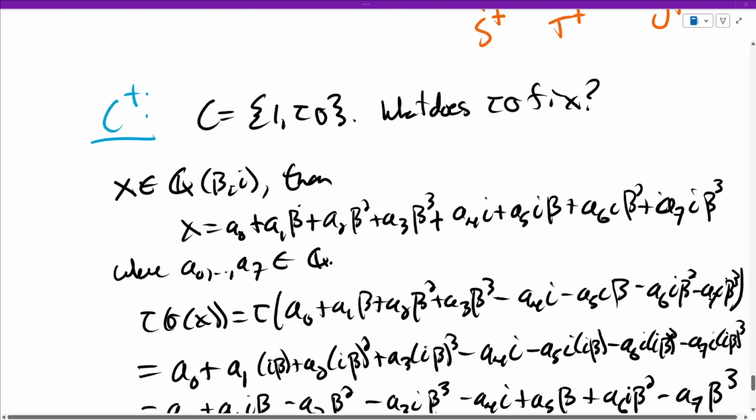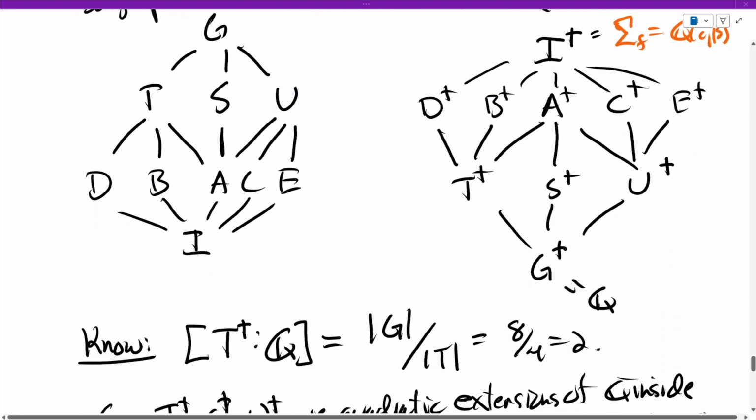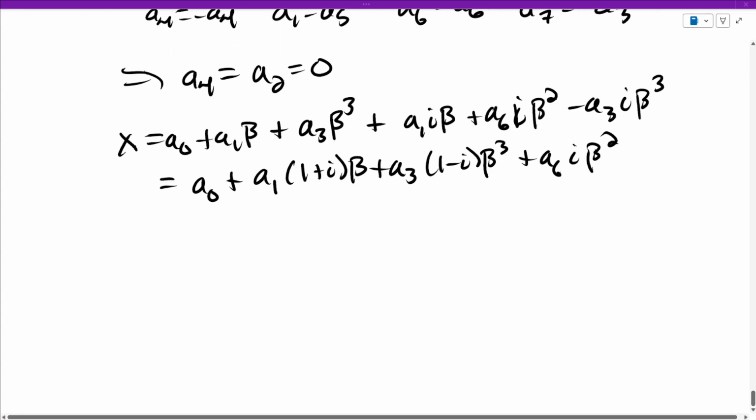Now, let's see. The degree of the extension C dagger over Q should be the order of G divided by the order of C. G had order 8, C had order 2. 8 divided by 2 is 4. What's the degree that we got? We got 1, 2, 3, 4. Okay, that matches up.